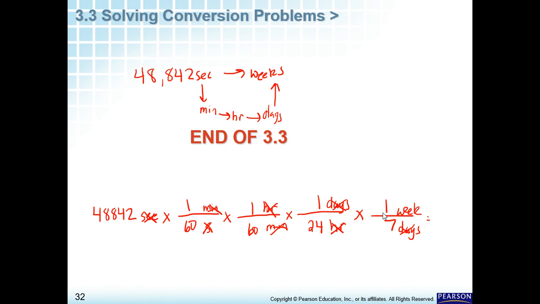So 48,842 divided by 60, divided by 60, divided by 24, divided by 7. You'll get 0.08. So this is 0.08 of a week. So 48,842 seconds is only about 0.08 part of your week, so a very small fraction.